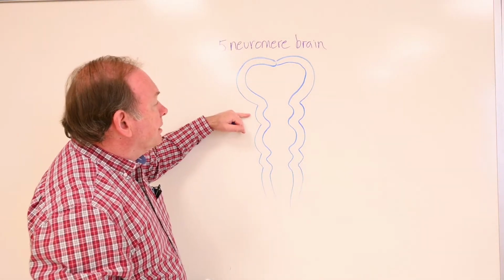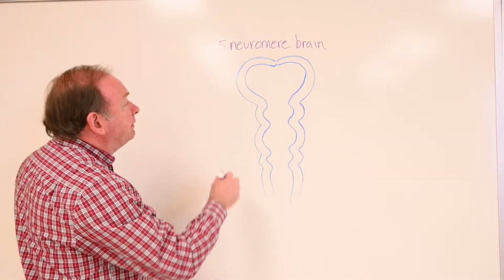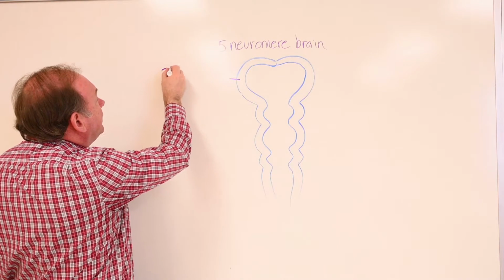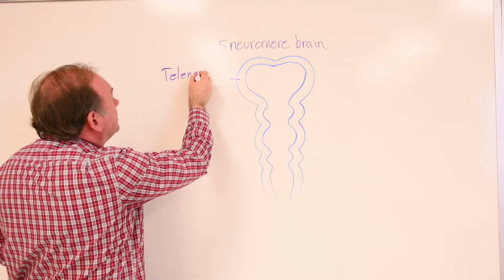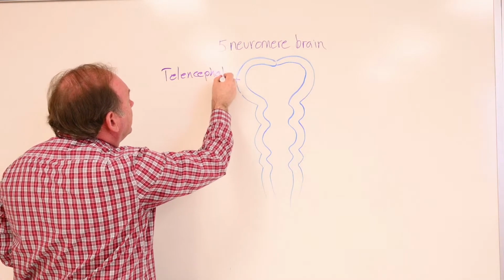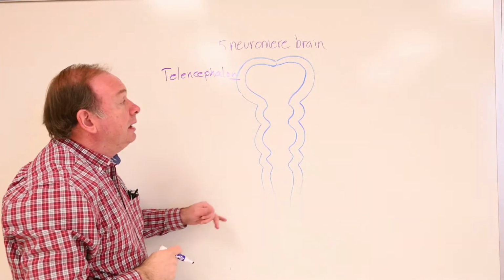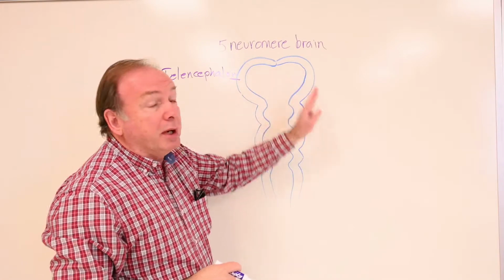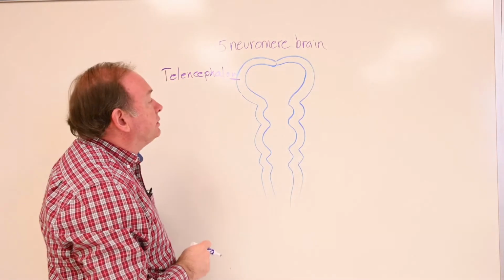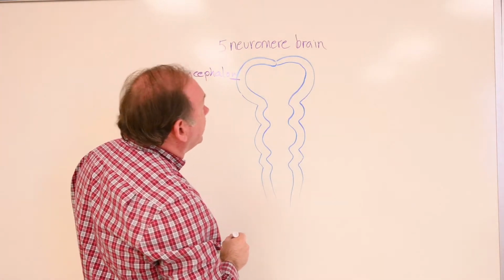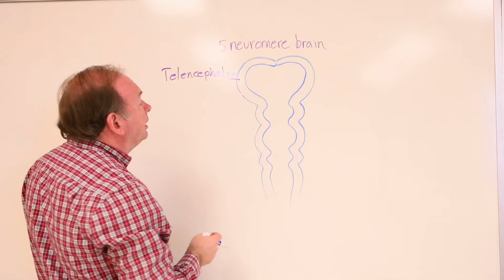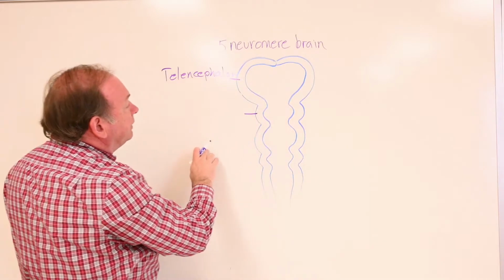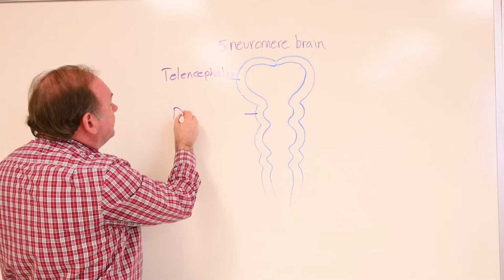These first 2 segments right here came from the prosencephalon region. The first one here is the telencephalon. Notice it looks like it's dividing into 2 parts here. These are going to become your left and right cerebral hemispheres of the brain and everything that's contained in those cerebral hemispheres. The next segment, also from the original prosencephalon, is the diencephalon.